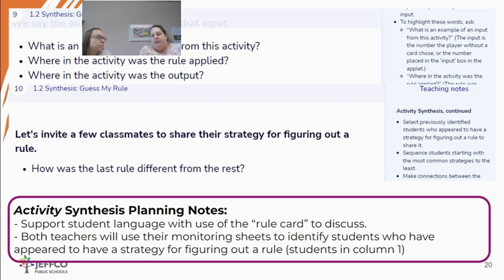And so we would both use those monitoring sheets to identify that. And in column 1 is where the students are. So we would both be looking at that. We would come together, decide who we were going to have to share that. Yep.